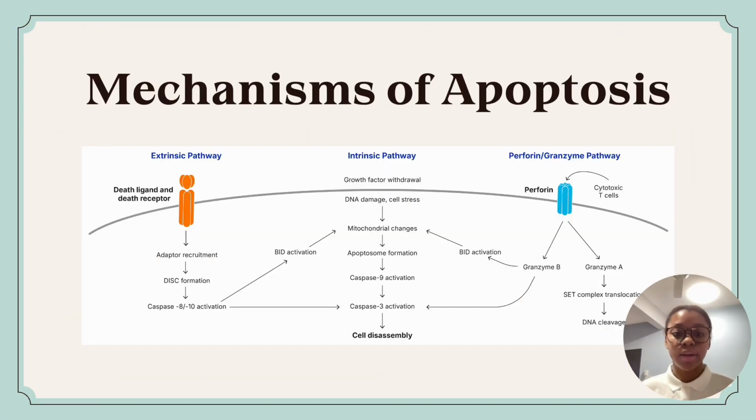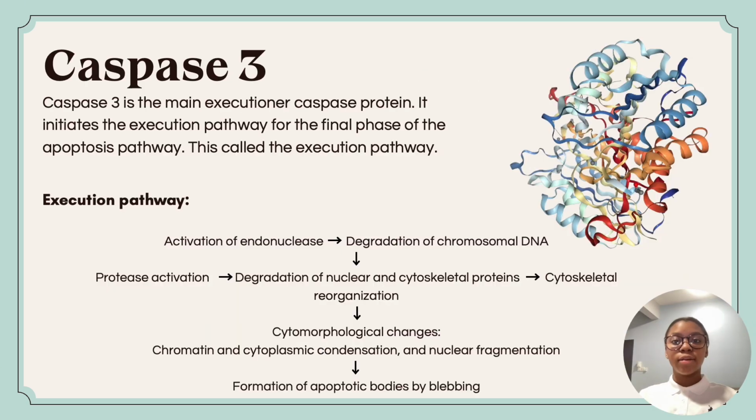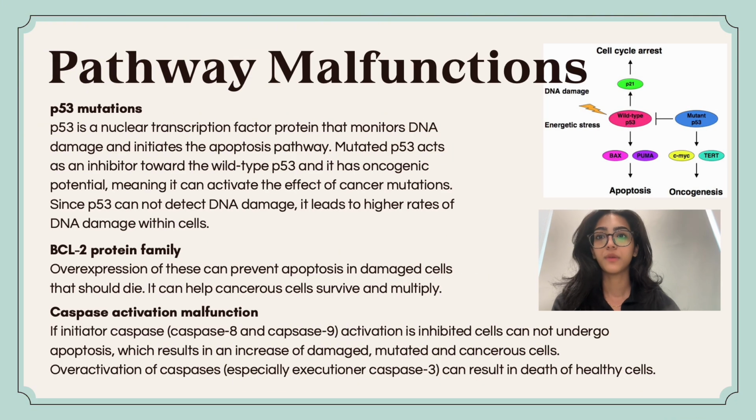In this diagram, we can see how both the intrinsic and extrinsic pathway lead to caspase 3 activation. The reason why caspase 3 is so important in this pathway is because it's the main executioner caspase protein. It initiates the execution pathway for the final phase of apoptosis, ultimately leading to the formation of apoptotic bodies by blebbing.